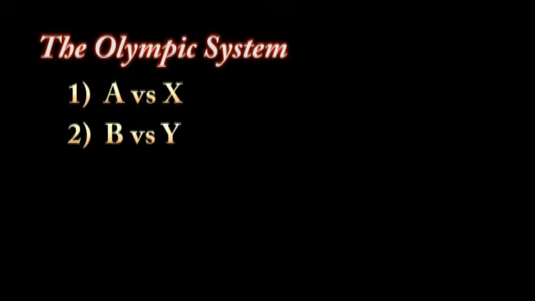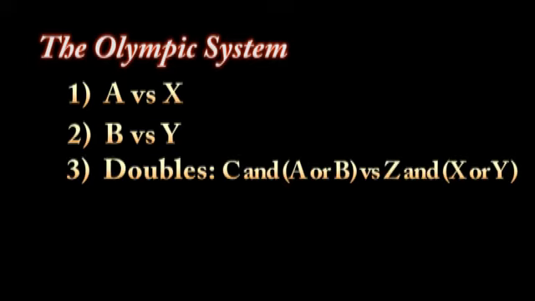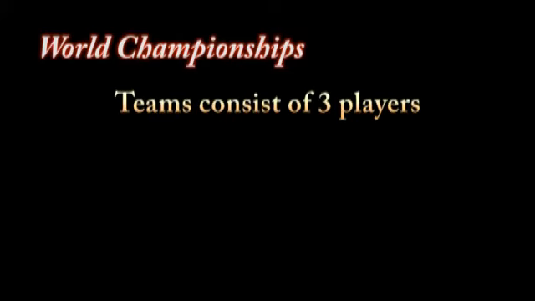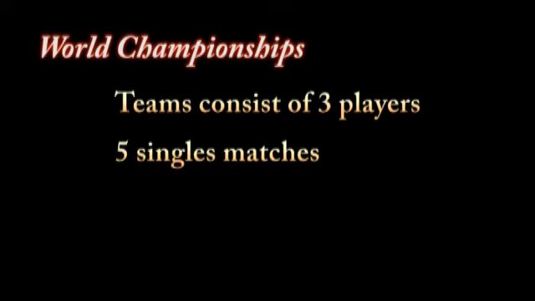The order of play shall be A versus X, B versus Y, doubles, C and A or B versus Z and X or Y, B or A versus Z, C versus Y or X. In World Championships, teams in both the men's and the women's events now consist of 3 players, playing up to 5 singles, using the Swaythling Cup system.